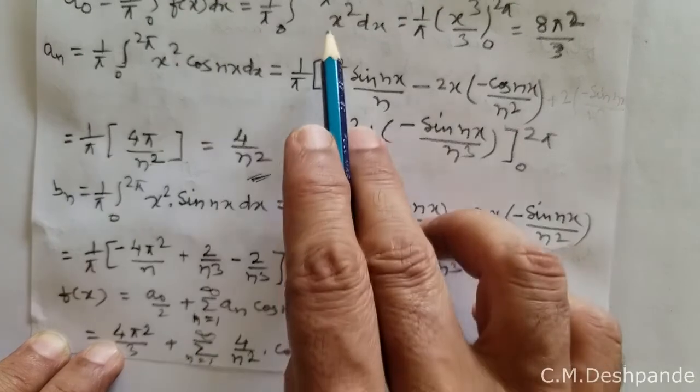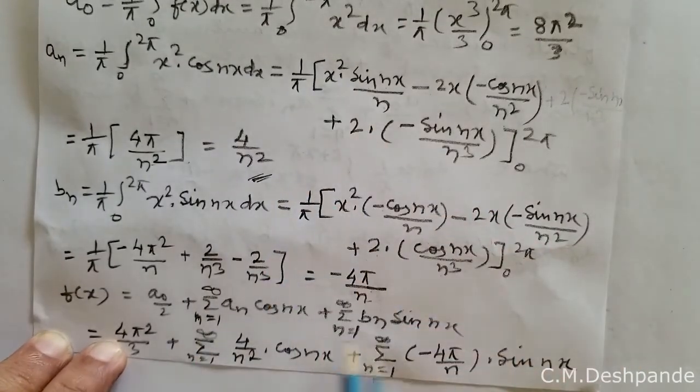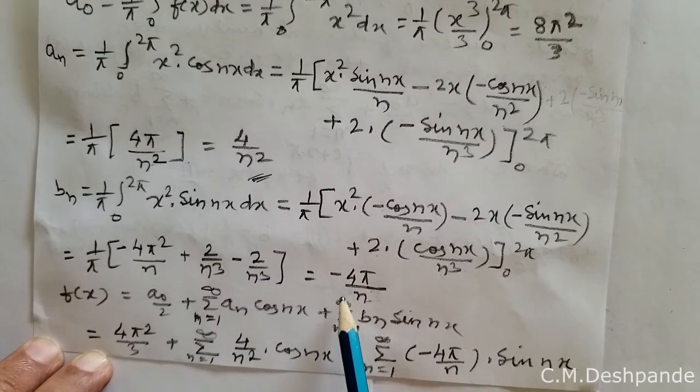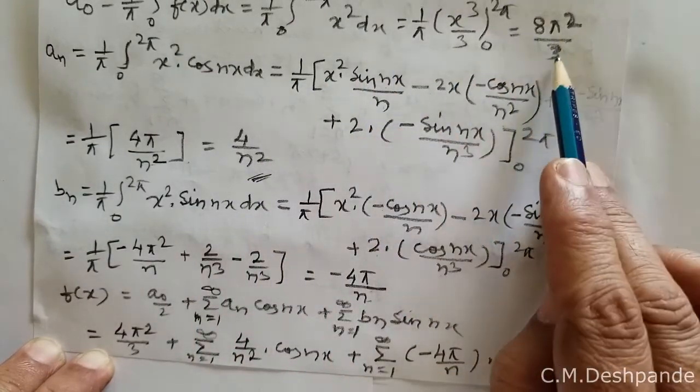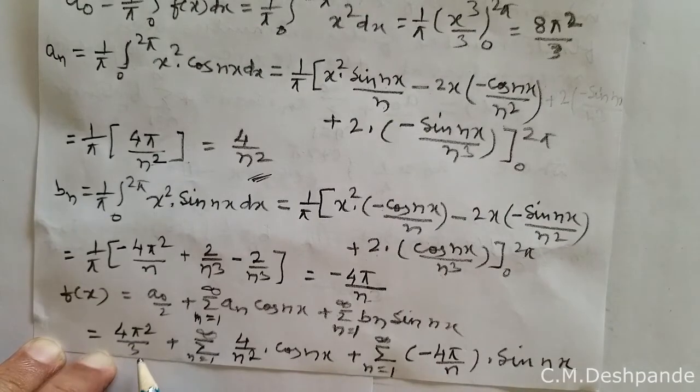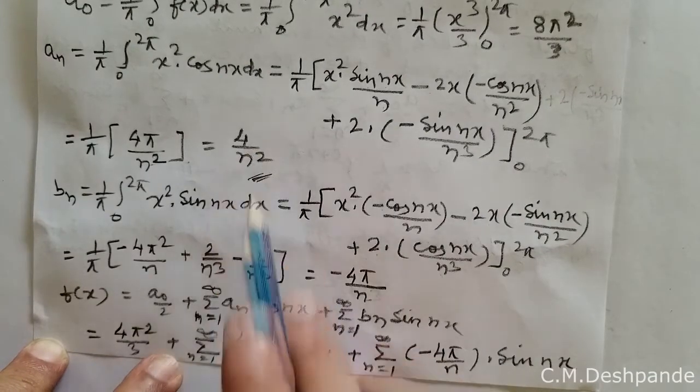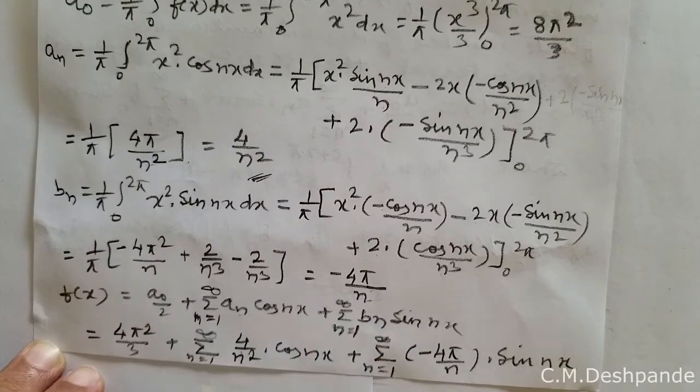Now after finding the values of a0, an and bn, replace them in the Fourier series. F of x is given by a0 by 2 plus summation n from 1 to infinity a suffix n cos of nx plus summation n from 1 to infinity b suffix n sin of nx, and replace the values of a0, an and bn. a0 by 2 becomes 8 pi square upon 3 upon 2, which is 4 pi square by 3. Replace the value of an, 4 upon n square, and replace the value of bn. So this is the Fourier series of the given function in the given interval from 0 to 2 pi.